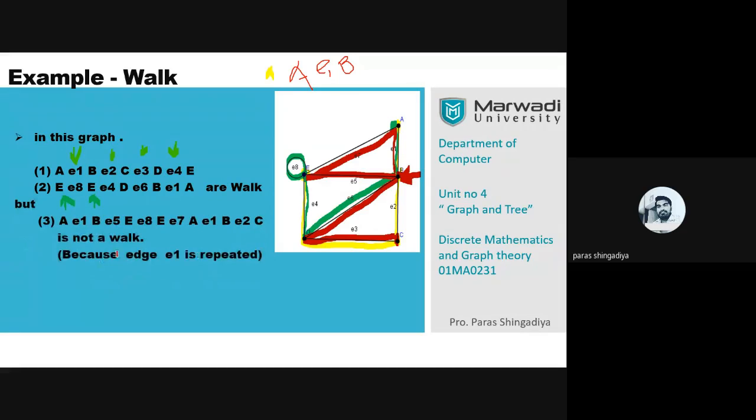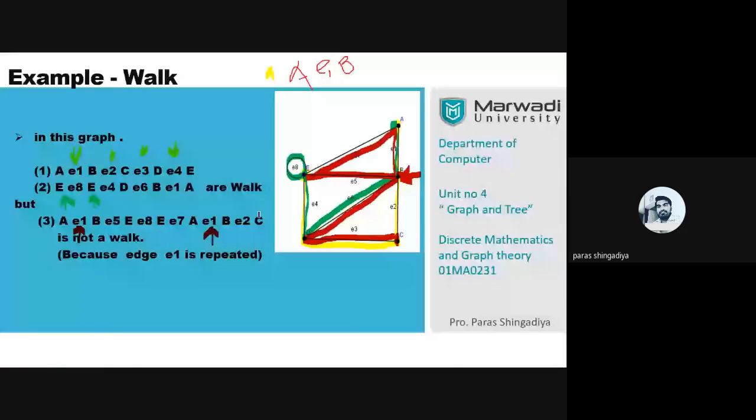So now, what is a counter example which is not a walk? Let us consider A E1B, E5E, E8E, E7A, E1B, E2C. Why is it not a walk? If you observe this, the edge E1 is repeated 2 times in the walk. Let us show it in this graph. E1 is repeated 2 times in the walk.